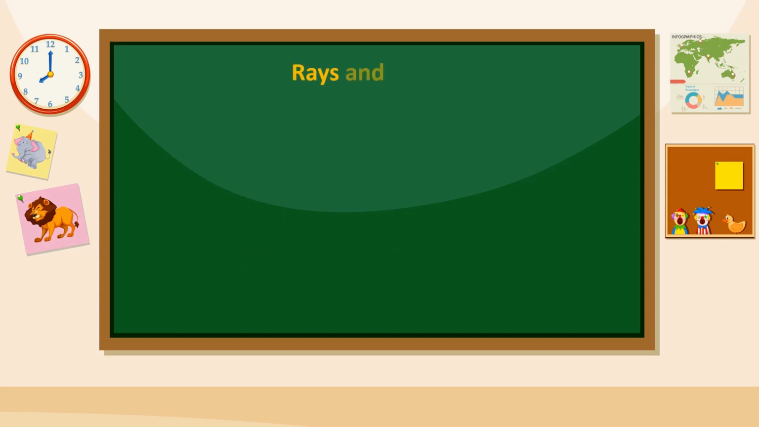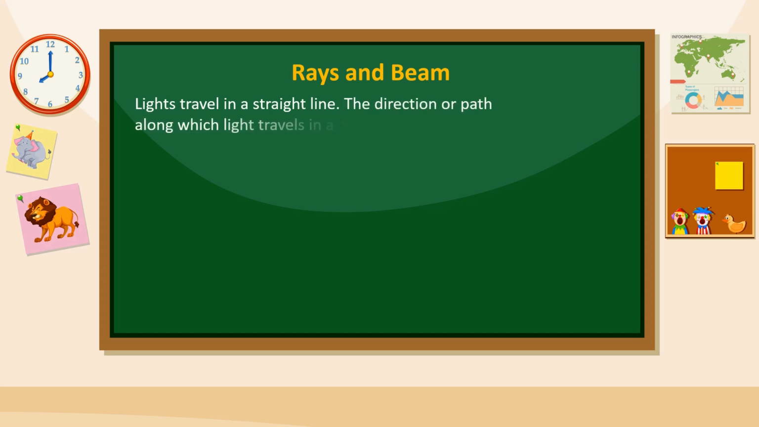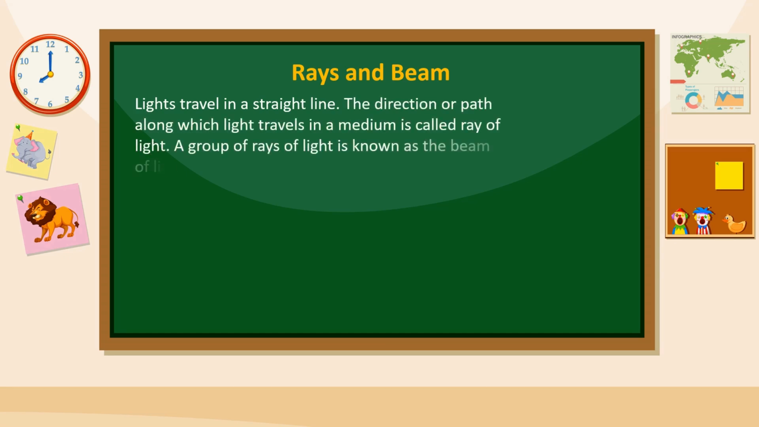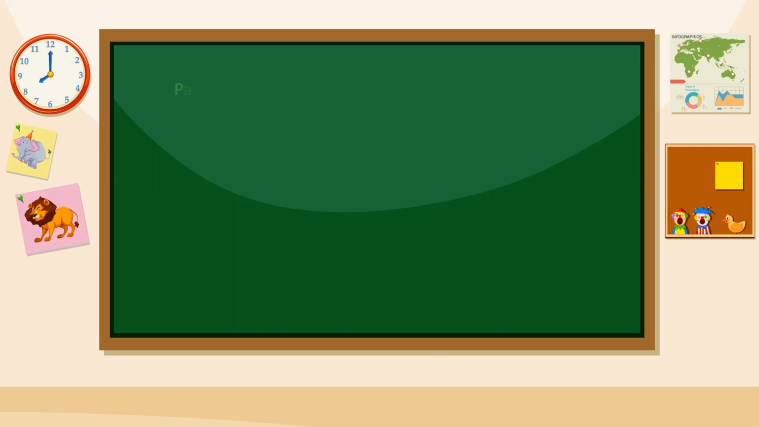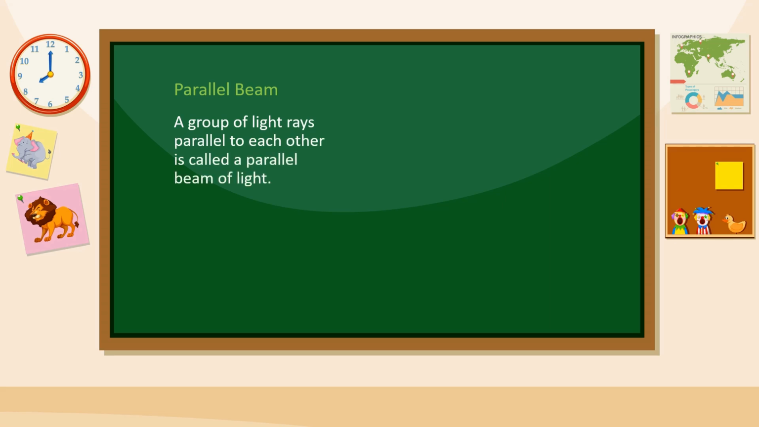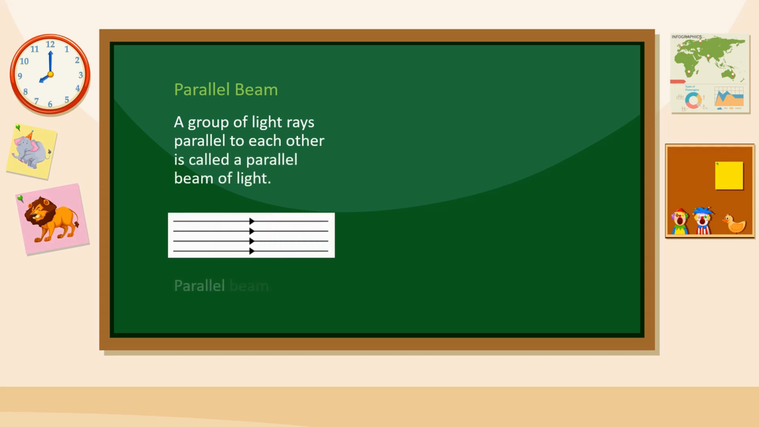Rays and beam. Lights travel in a straight line. The direction or path along which light travels in a medium is called ray of light. A group of rays of light is known as the beam of light. A group of light rays parallel to each other is called a parallel beam of light. Parallel beam of light.